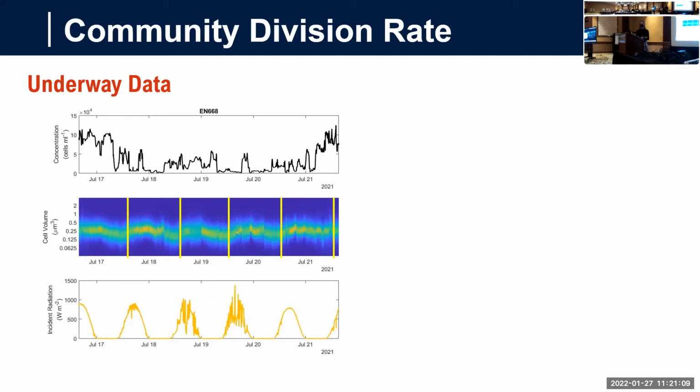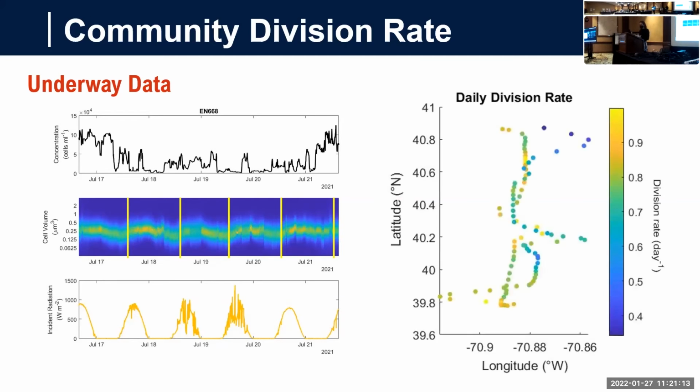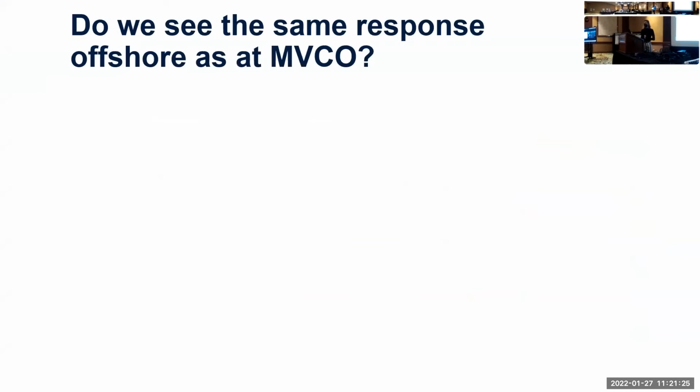And we can plot that against things like the average position of the data on that day, or the average temperature or salinity. And we can also look at the variation in temperature or salinity as an indicator of whether this was a reasonable observation of a given population. All right, so what do we see? Do we see the same response offshore as we do at MVCO?